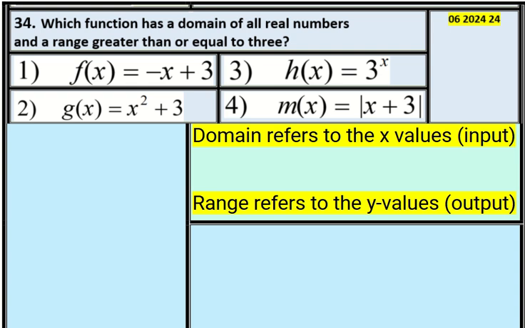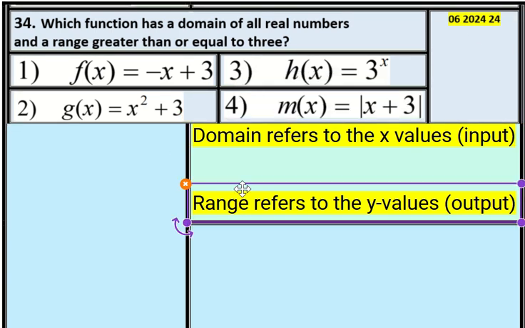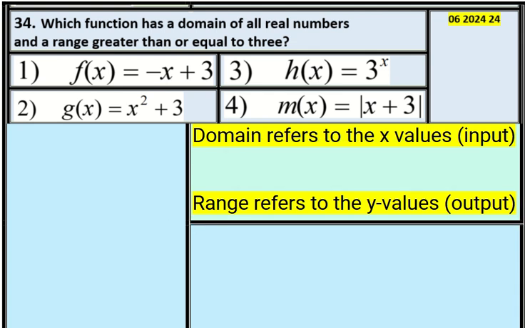Okay, question 34. Which function has a domain of all real numbers and a range greater than or equal to 3? So notice, I'm pointing out domain and range to make sure we have the vocabulary. Domain refers to the x values, that's the inputs of your function. Range refers to the y values or the outputs of your function. So we're going to graph these four functions and evaluate the domain and range for each.